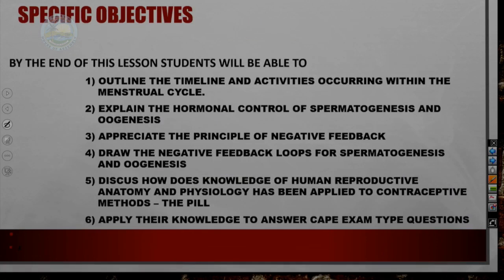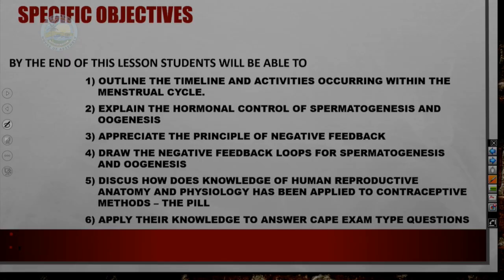Good. So we would have looked at the timeline and activities occurring within the menstrual cycle. We would have explained the hormonal control of spermatogenesis and oogenesis. We would have appreciated the principle of negative feedback. You should be able to draw a negative feedback loop for both spermatogenesis and oogenesis. And you should be able to discuss and appreciate how the anatomy and physiology, how the makeup and the way it works, has been applied to contraceptive methods, the pill.